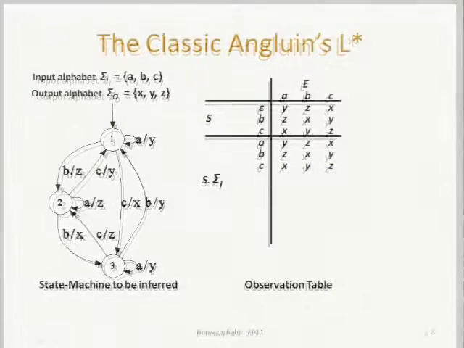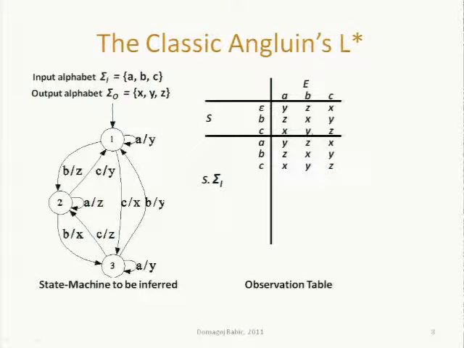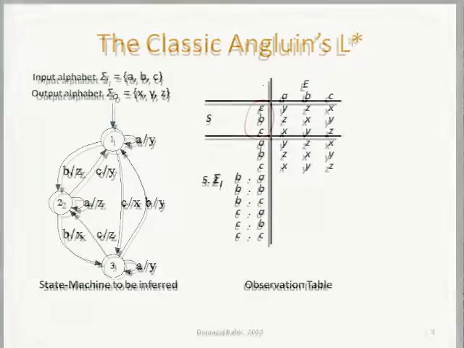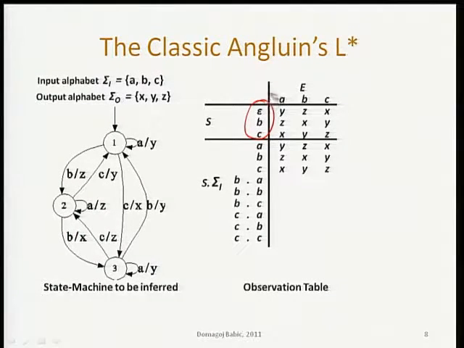At this point, we have effectively identified all three states, but then we still don't know all the transitions, so we take the sequences that represent states and append all the symbols from the input alphabet, getting sequences like BA, BB, and so on.